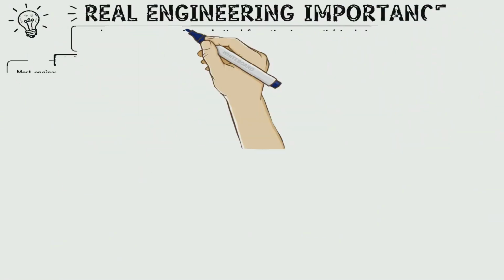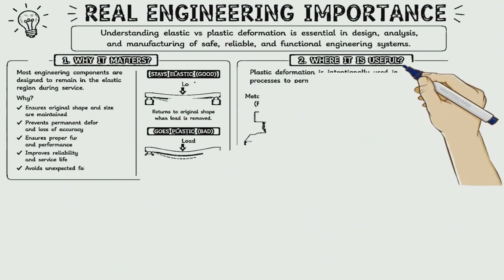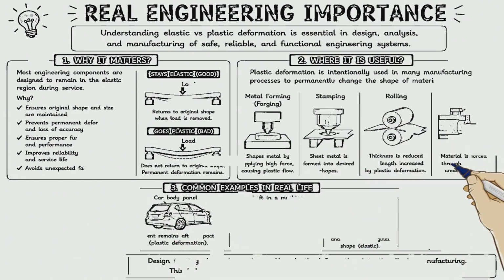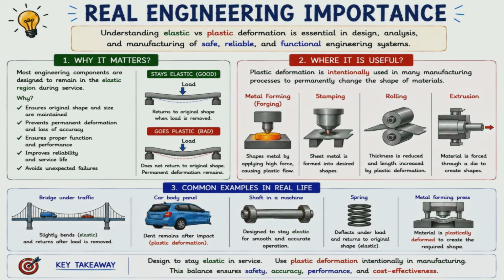Understanding elastic and plastic deformation is critical for engineering design. Components such as shafts, bolts, springs, and structures are designed to remain elastic during operation. However, plastic deformation is intentionally used in manufacturing to permanently shape materials. Engineers must know when deformation should be avoided and when it can be used to achieve a desired outcome.